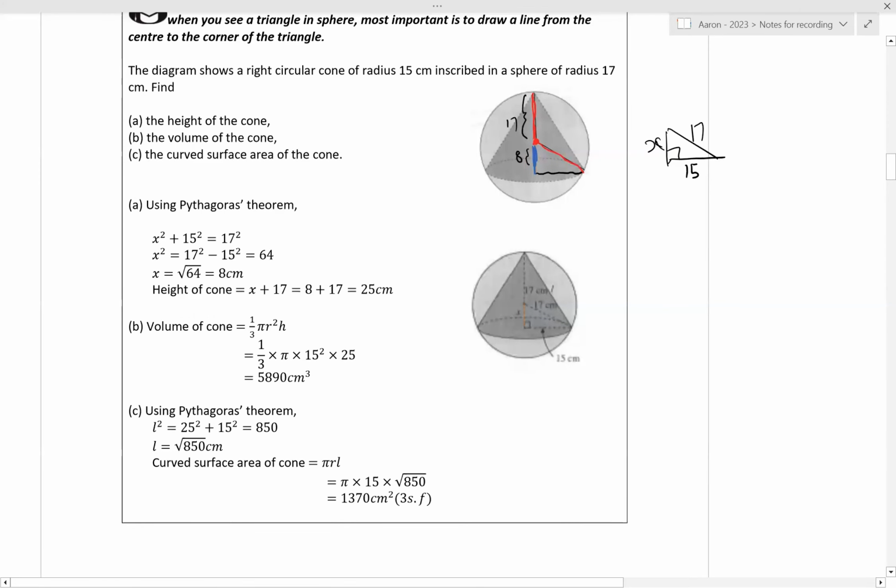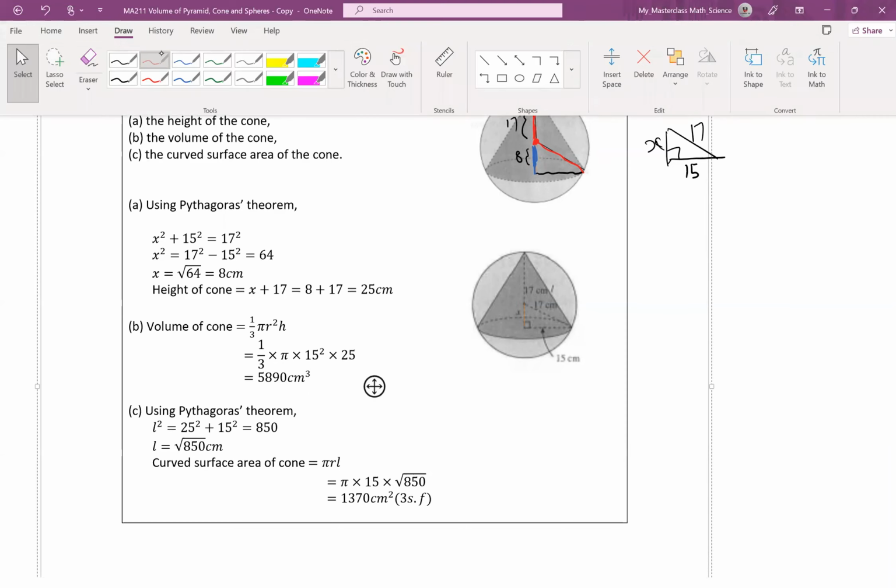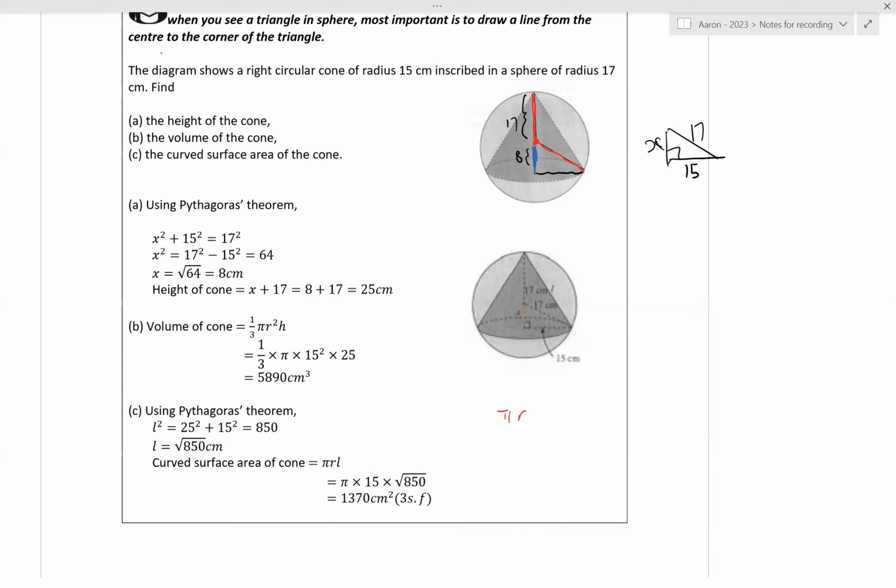Then lastly, curved surface area of the cone. If you recall, your curved surface area of your cone is pi r L. So you have r already, right? Which is 15. L is this length here, which you don't know. So we need to find this length.